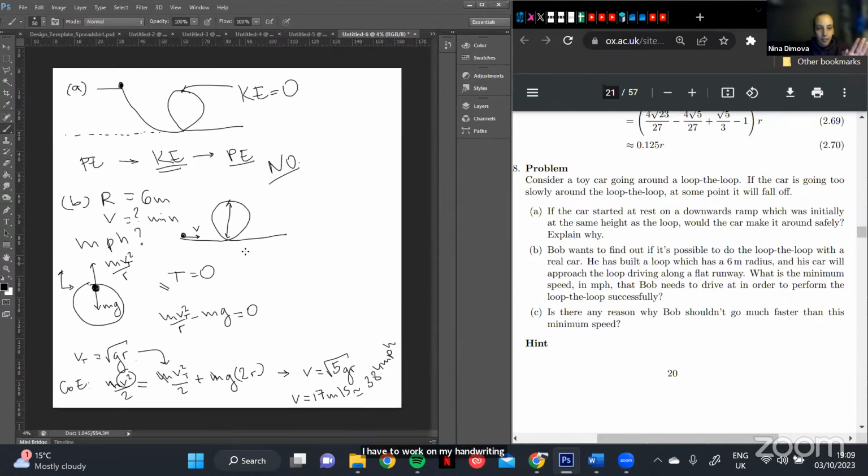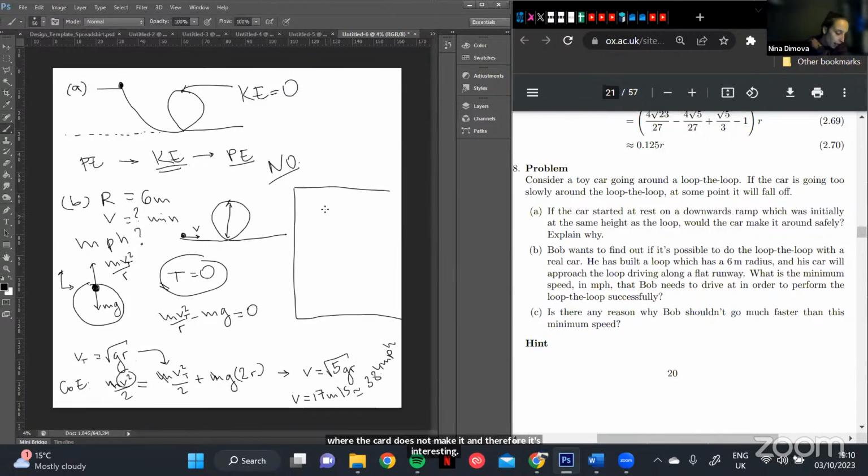But yeah, so this is part B. Again, in this sort of questions, you are expecting to use conservation of energy, and in this case, this was the profound observation that this is the limiting case where the car does not make it, and therefore it's interesting for when it does make it.